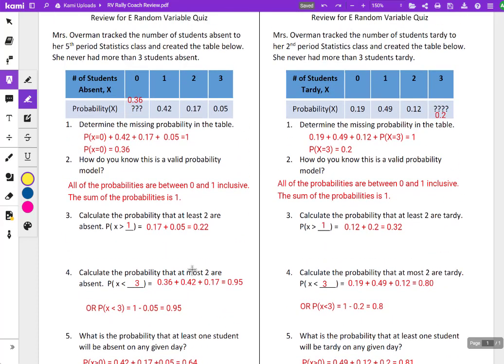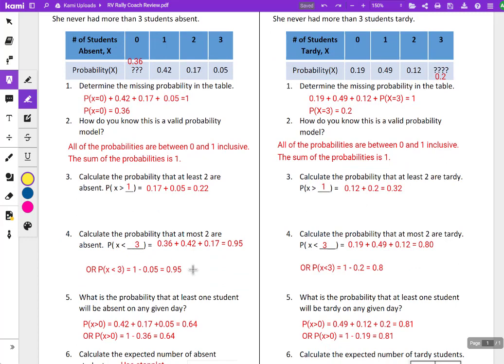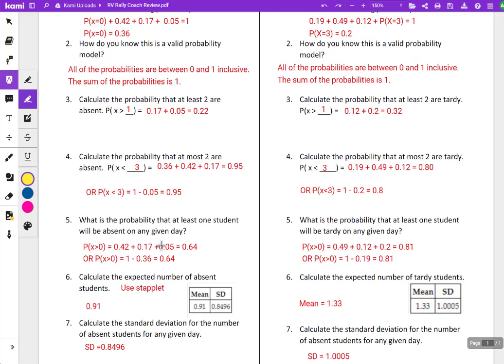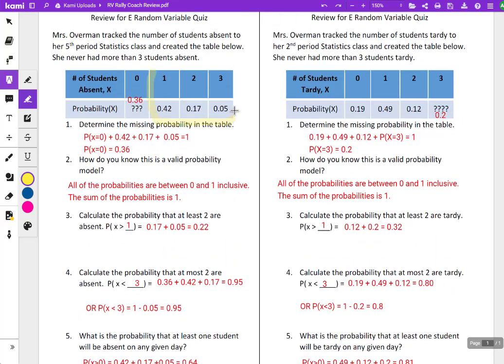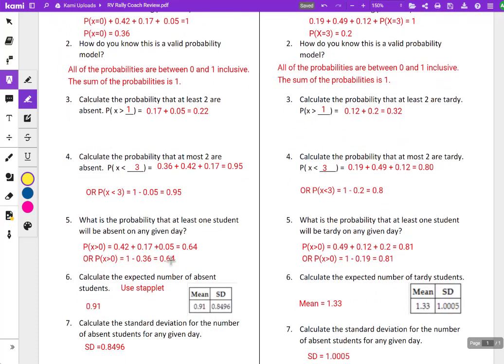Okay, what is the probability that at least 1 student will be absent on any given day? Oh, and notice that at most 2 is less than 3, because we said at most 2, we did not include the 3, okay? So you are expected to be able to change these words into the symbols. Well, we can just say at least 1. That means that's more than 0, so I would just add those right there. You can see that's what I did, 0.42, 0.17, 0.05, right?